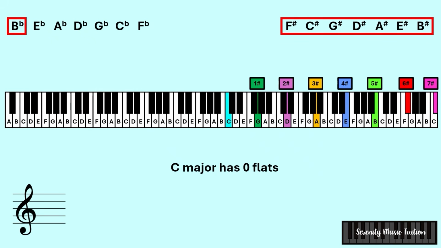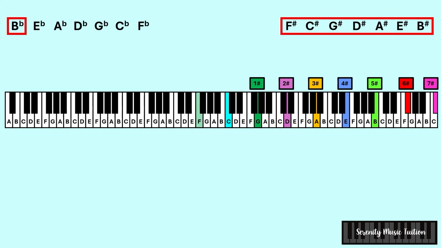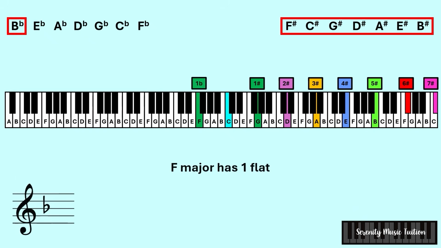Okay, let's now move on and have a look at the keys with flats. We start in the key of C major, which has no sharps or flats. We move left by the interval of a perfect fifth and reach the key of F major, which has 1 flat, which is a B flat. We move left again by the interval of a perfect fifth and we reach B flat major. The B flat from F major remains and we add E flat.